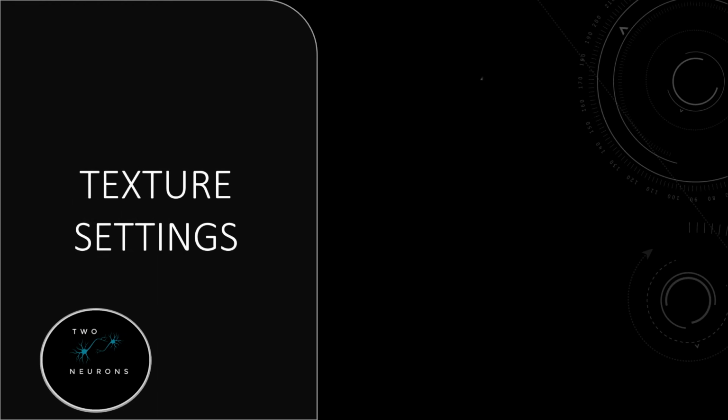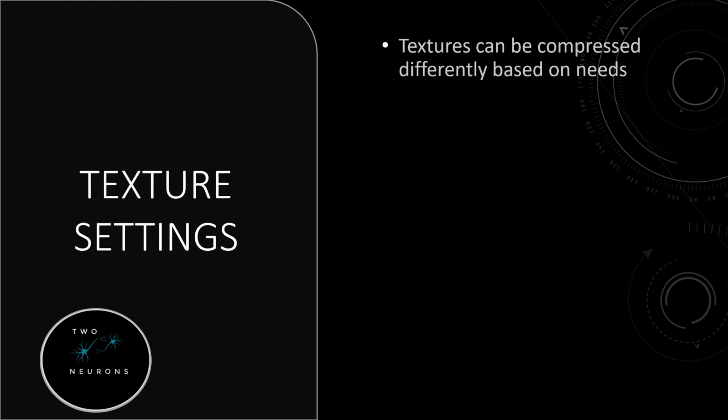Texture settings. Textures can be compressed in different ways based on the needs for your project. There is no one-size-fits-all best approach. It should be the compression settings based on your needs. So if you remember back in section 1 when we imported the UI assets, we changed some of their texture settings. We didn't change enough of them. We should have changed one of them, and I'll talk about that in a moment.